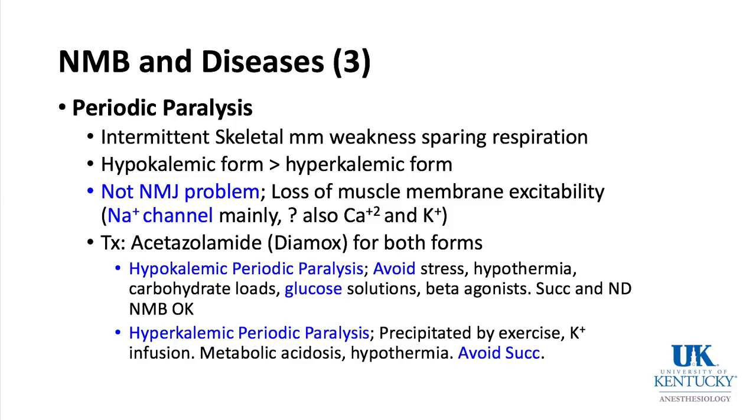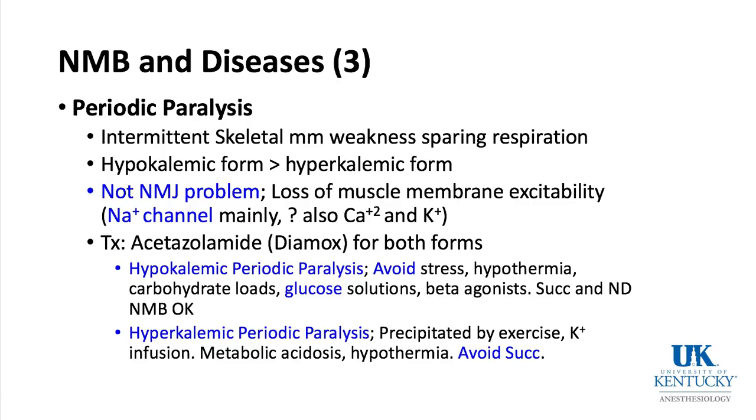Periodic paralysis is the next disease. It's intermittent skeletal muscle weakness that usually spares respiration. So think of a patient who suddenly gets hypokalemic for whatever reason, and then their muscles become very weak. There are some people who, if they get hyperkalemic, their muscles can become very weak. This is not a problem at the neuromuscular junction.